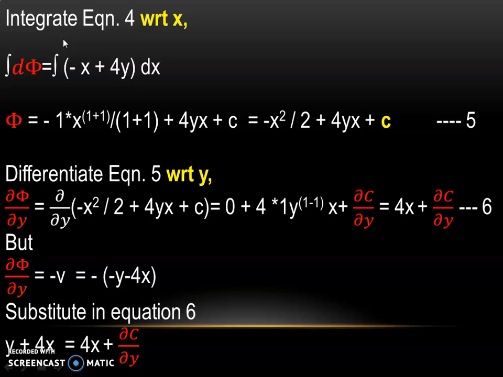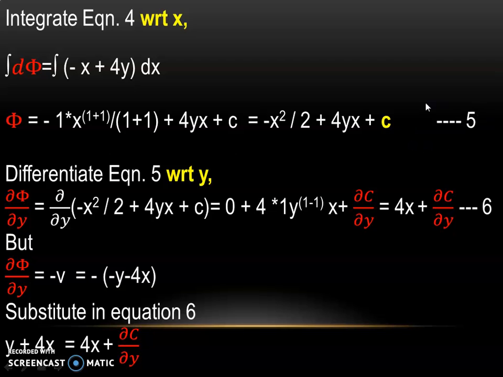Now we will integrate equation 4 with respect to x. That is, integration of d phi is equal to integration of minus x plus 4y dx. So integration of d phi will be phi, which is equal to minus 1 into x raised to 1 plus 1 divided by 1 plus 1 plus 4yx plus c. So finally we get it as minus x square by 2 plus 4yx plus c. Let this be equation number 5.